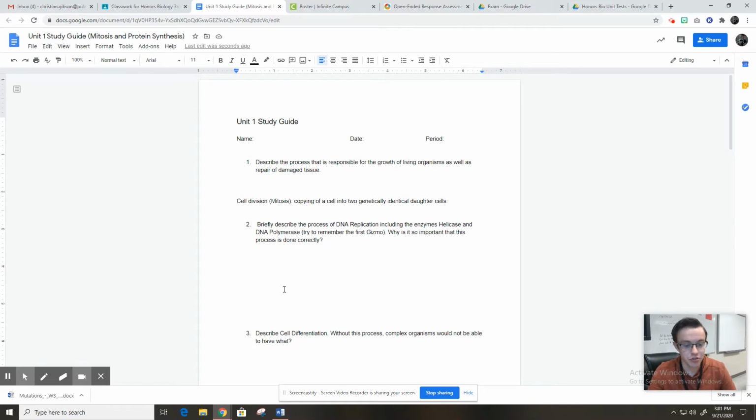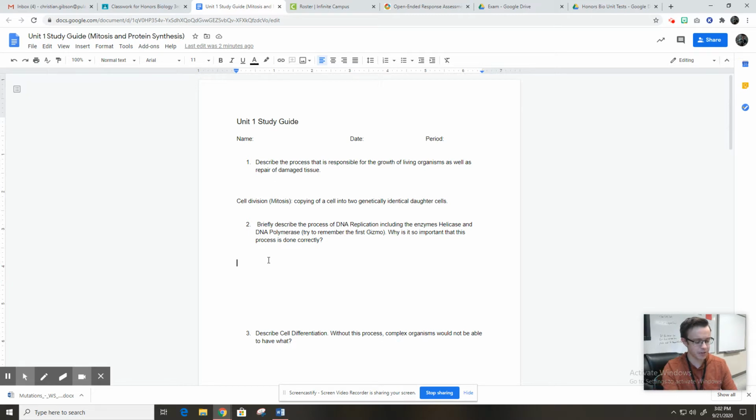So number two, briefly describe the process of DNA replication, including the enzymes helicase, DNA polymerase, and DNA polymerase. Why is it so important that this process is done correctly? And I kind of just touched on that answer before. So if you remember back from the gizmo, you built your original strand of DNA, right? And then an enzyme came through and split your DNA. So remember, this is happening during the S phase of interphase.